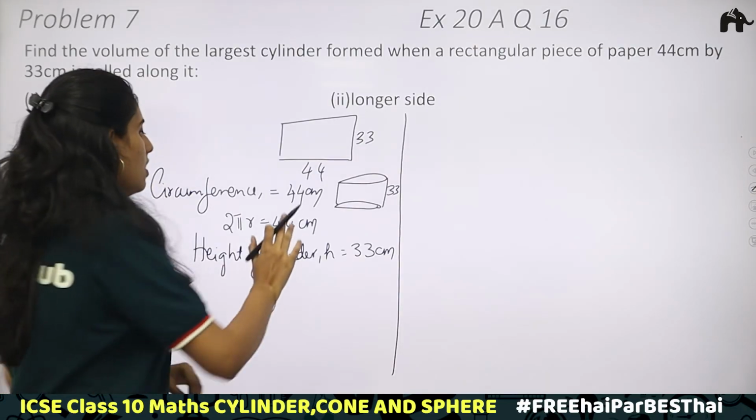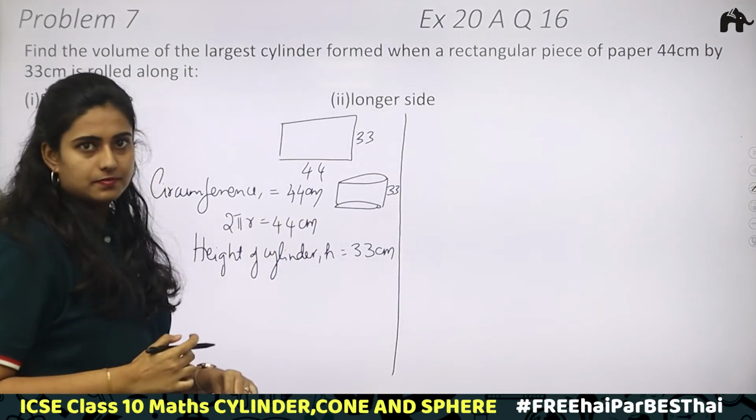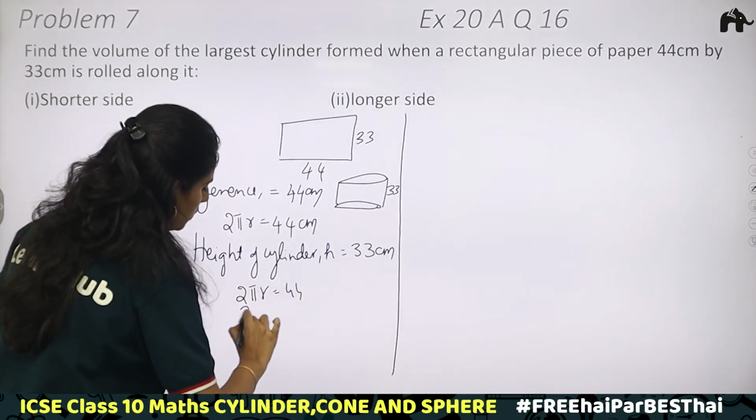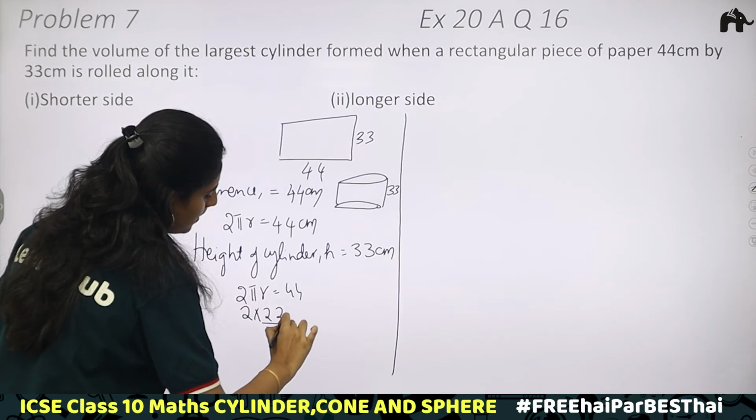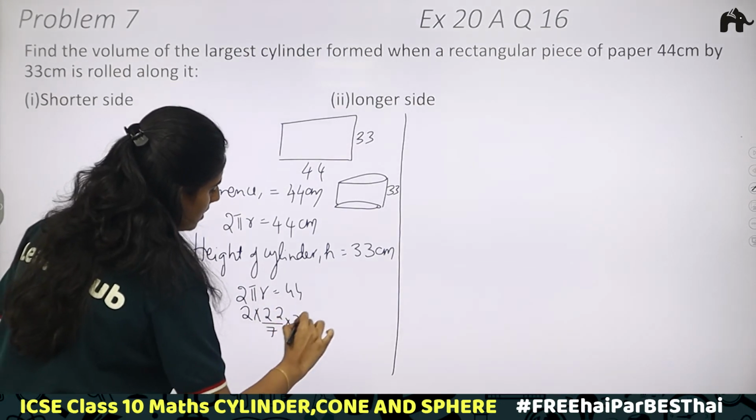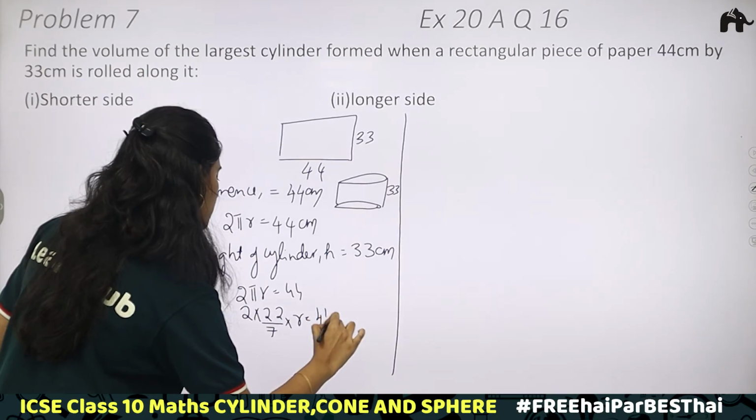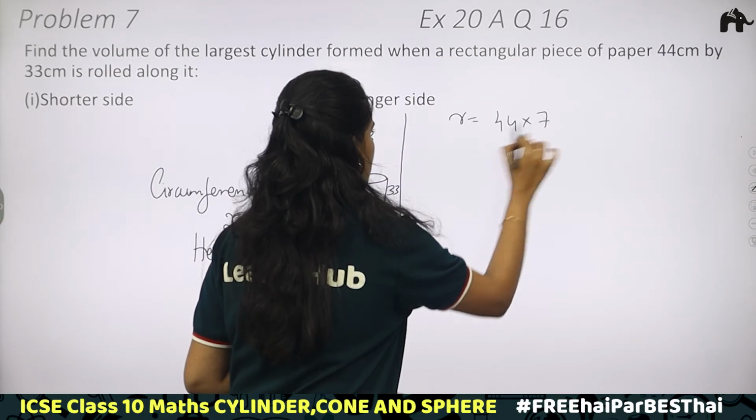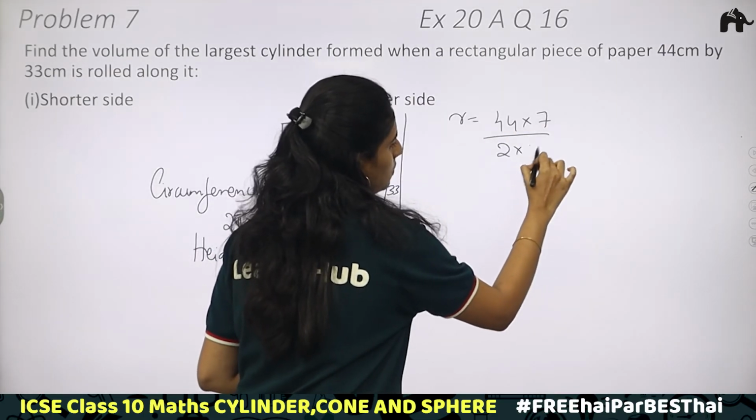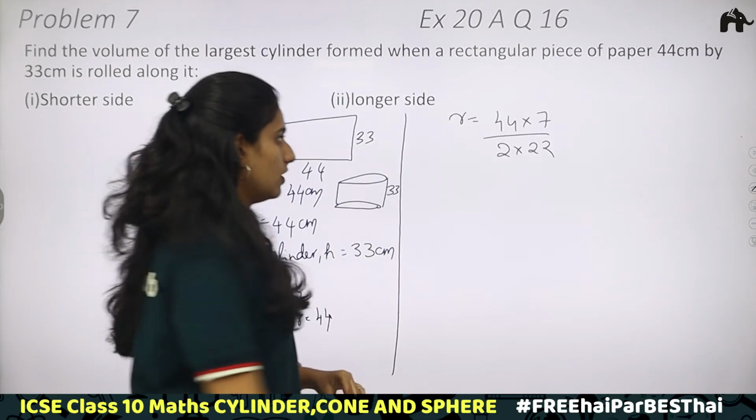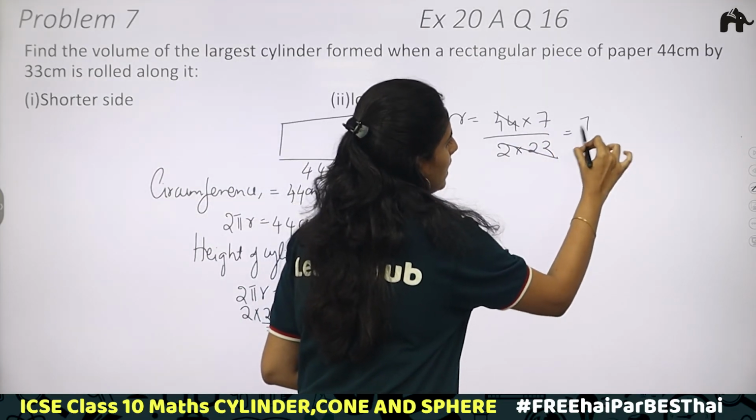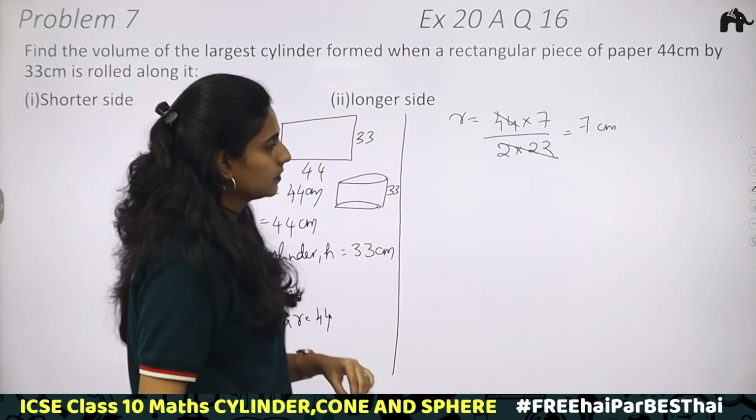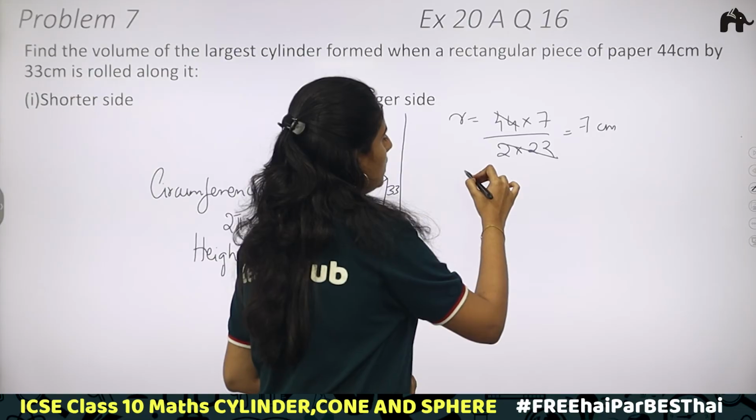Okay. Now, we can find the radius from this. What is the radius? 2 pi r is equal to 44. 2 into 22 by 7 into r is equal to 44. Then r is equal to 44 into 7 divided by 2 into 22. 2 into 22 is 44. So, this and this can be cancelled. We get 7 centimeters. Okay, 7 centimeters.